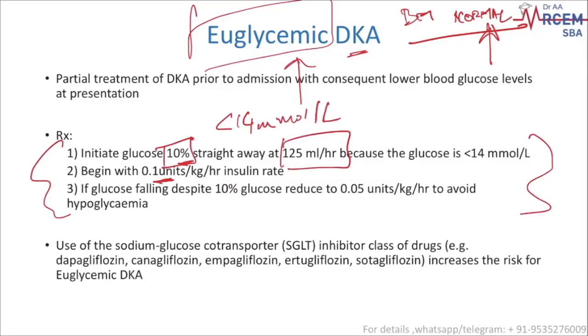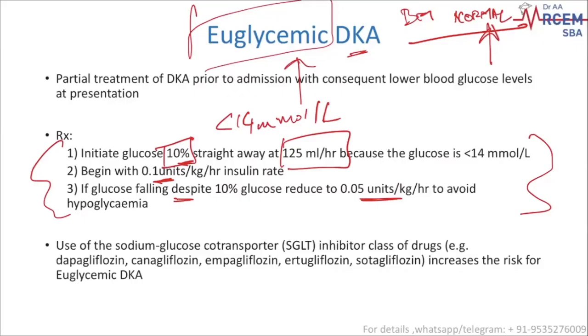Then you start the insulin infusion, 0.1 units per kg per hour. Same thing. In spite of starting 10% glucose, if the sugar levels are still going on the lower side and falling rapidly, then you need to reduce the insulin infusion to 0.05 units per kg.